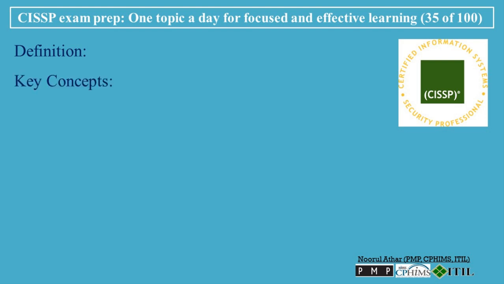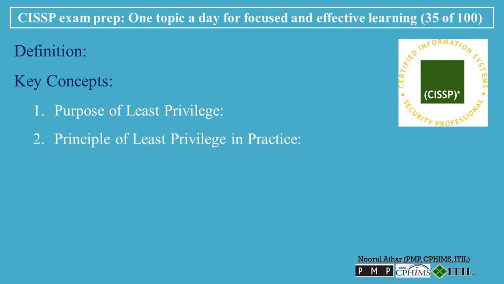Key concepts. 1. Purpose of least privilege. The primary goal of least privilege is to minimize security risks by limiting the access rights of users and systems. This ensures that individuals and processes only have the privileges needed to complete their assigned duties, reducing the chances of misuse, accidental or intentional. It prevents users or programs from having unnecessary administrative privileges, which can be exploited by attackers in case of a compromise.